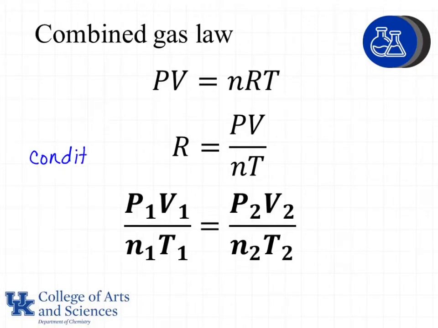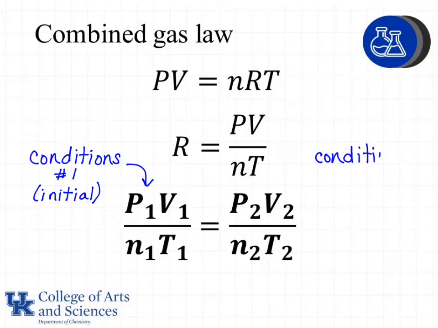We use the 1 and the 2 as subscripts to recognize which set of conditions we're talking about. So for example, on the left, we say these are conditions number 1. Sometimes you might hear this called the initial conditions. On the right, we have our second set of conditions. We call them number 2. Sometimes you'll hear these called the final conditions.